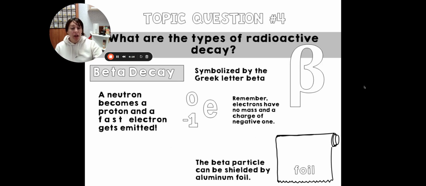Our second type of radioactive decay is beta decay. Beta decay is a little more high energy. If beta decay was occurring, we would have to shield ourselves with a piece of aluminum foil. So in this one, we have a large unstable nucleus, and it's going to give off a neutron. But that neutron is going to quickly convert into a proton, and then a fast-moving electron is the thing that is released from the nucleus. Remember that electrons don't have any mass, and the charge is negative.